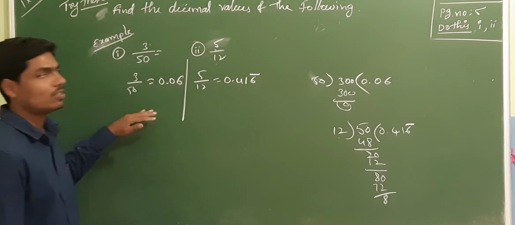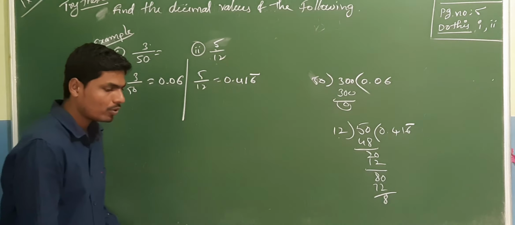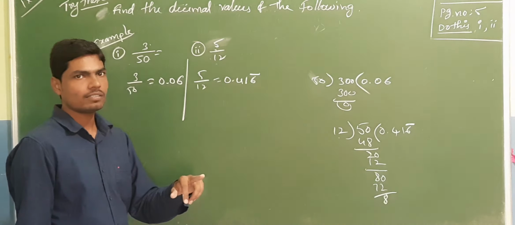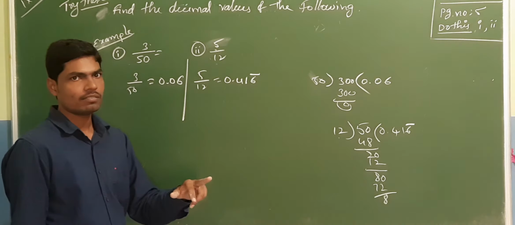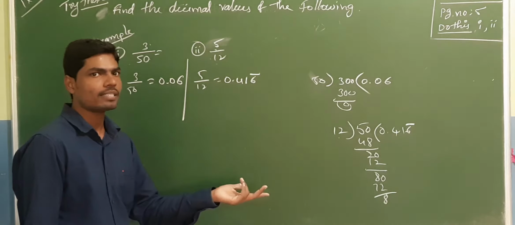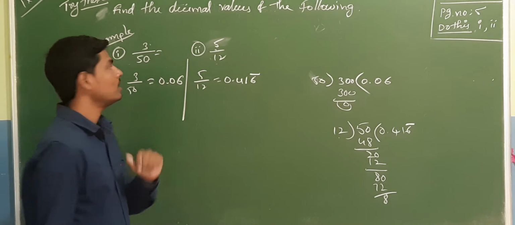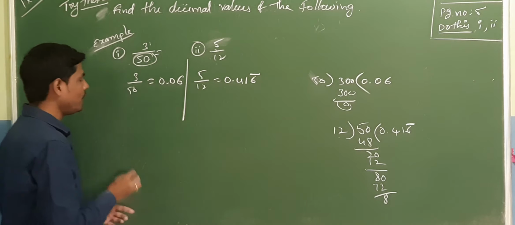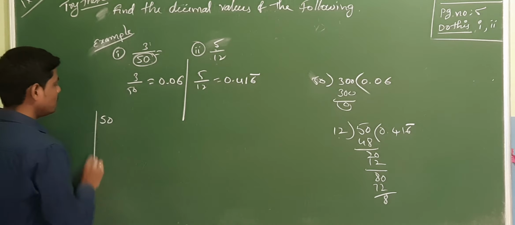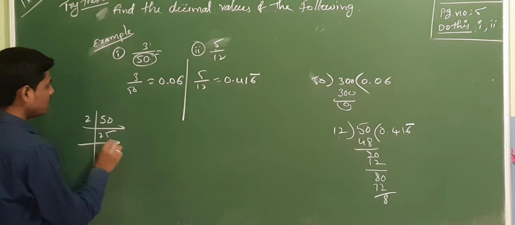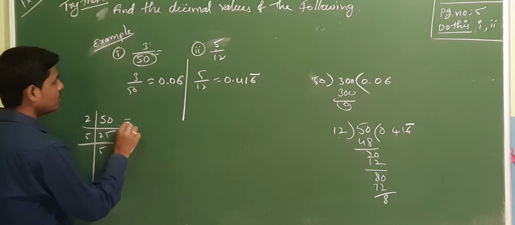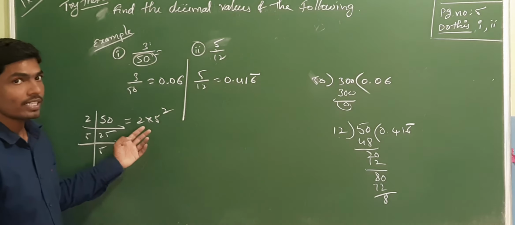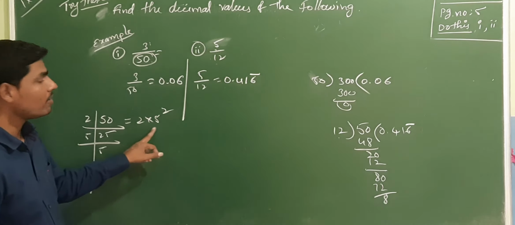So now we observe these two. What I said before, in the denominator 2 or 5 should be present. If any other digits are present, it will not terminate. Now 3 by 50. This 50, take the prime factorization of 50. 50 you can write 2 25s, 5 5s. So you got 2 into 5 square. Yes, what we said is correct. You got 2 and 5.